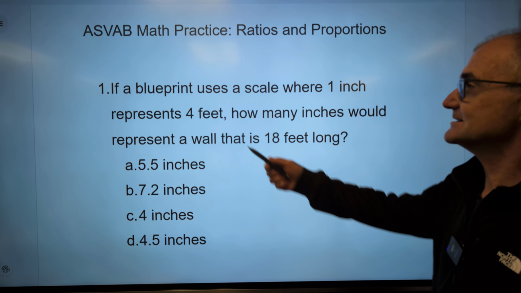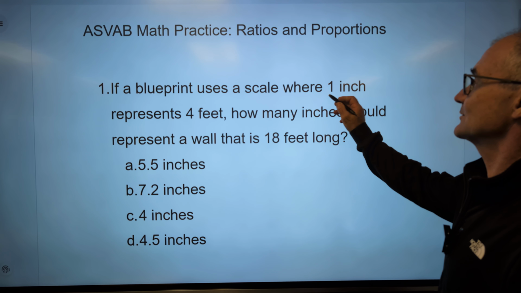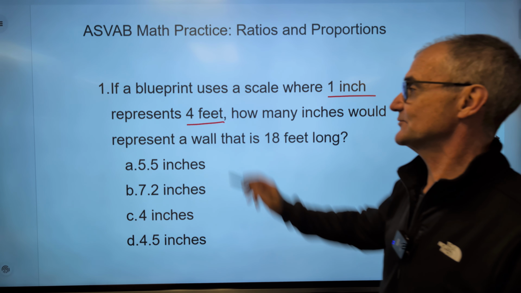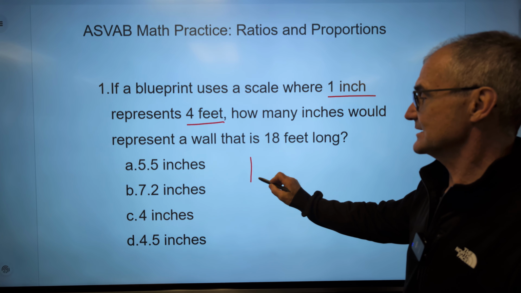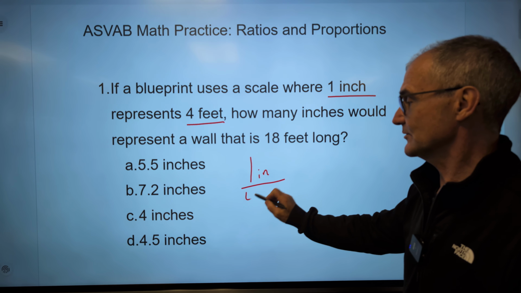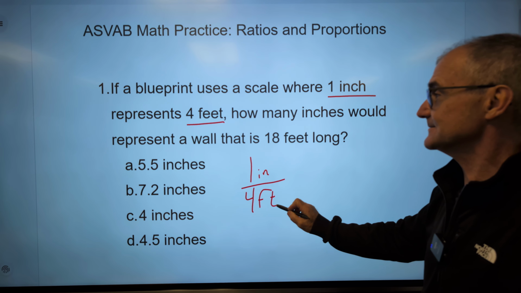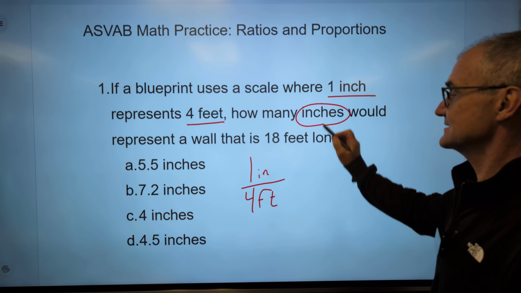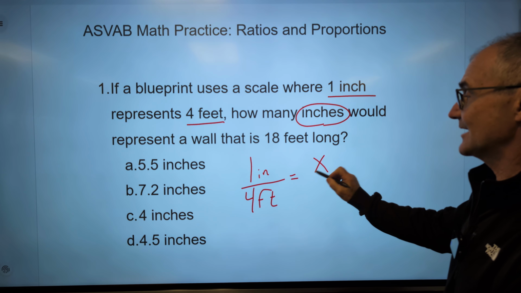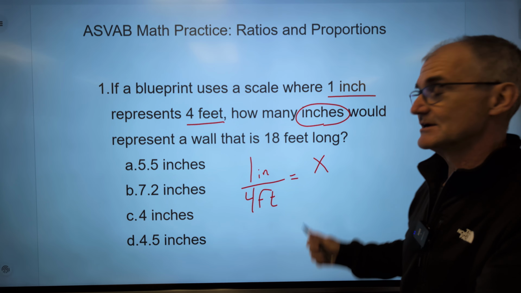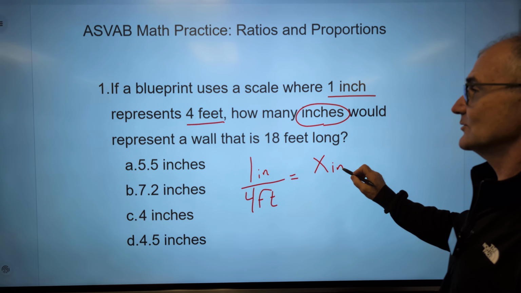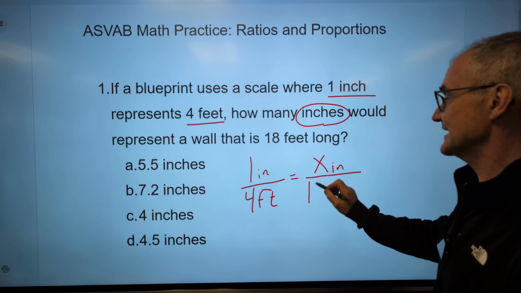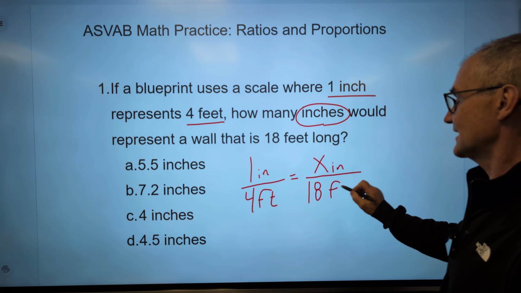Okay, if you've already done this, a blueprint uses a scale where 1 inch represents 4 feet. Those are a ratio, 1 inch to 4 feet. I set it up as a fraction. How many inches? So I'm going to set this equal to how many inches. That means I don't know, so I call it X. Would represent the wall that is 18 feet long.